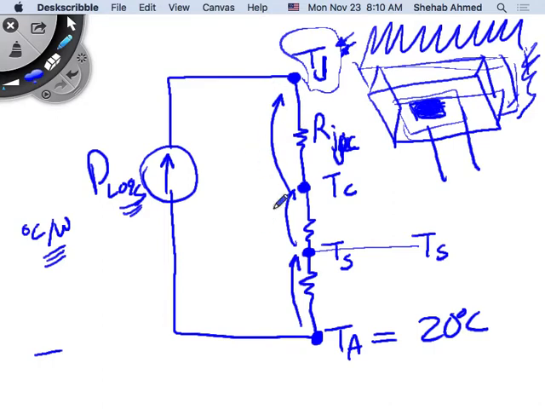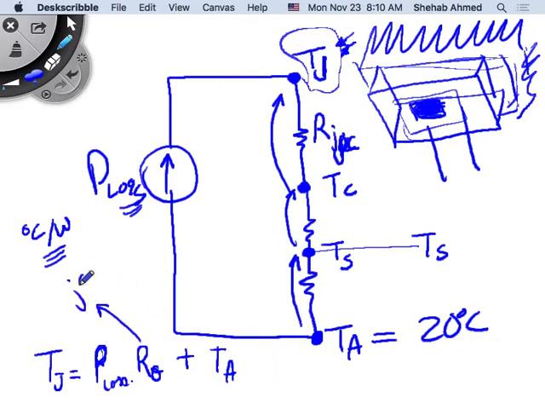So the equation that resembles this circuit is what? Tj is equal to the power loss times the total thermal resistance, plus T ambient, right? This total thermal resistance I can now divide up into the thermal resistance between junction to case, between case to sink, and between sink to ambient, right?